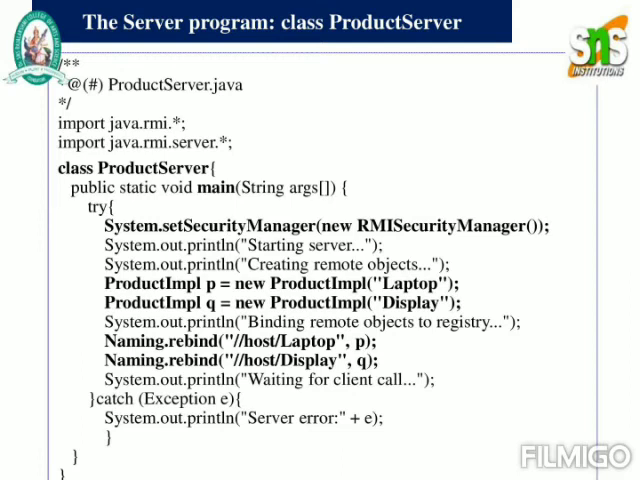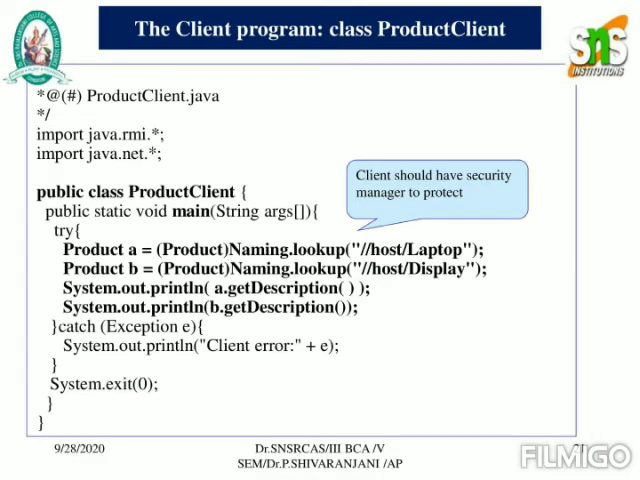Now I'm binding the particular registry between the client and the server. Then you display a message that says waiting for the client call. If any error is encountered in the process, it has to be thrown to the server-side program. Similarly, I have created a client-side program. Here the client should provide a security manager to protect your particular content. I have created a class called ProductClient, and in main I'm looking up the laptop details and displaying the particular content accordingly.